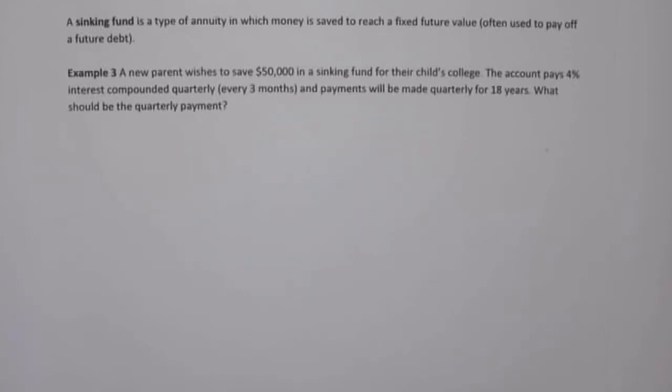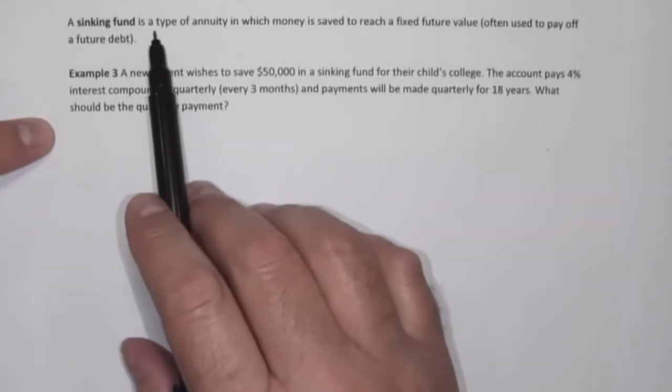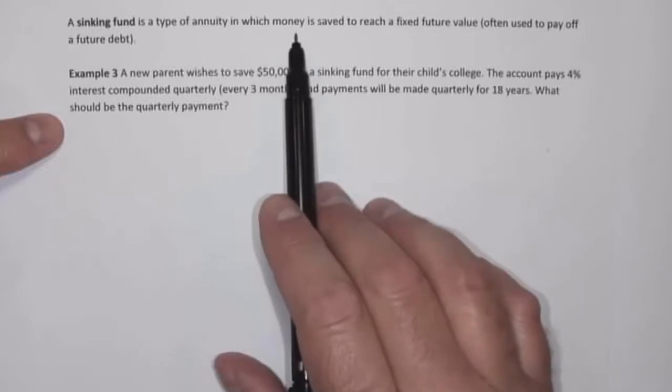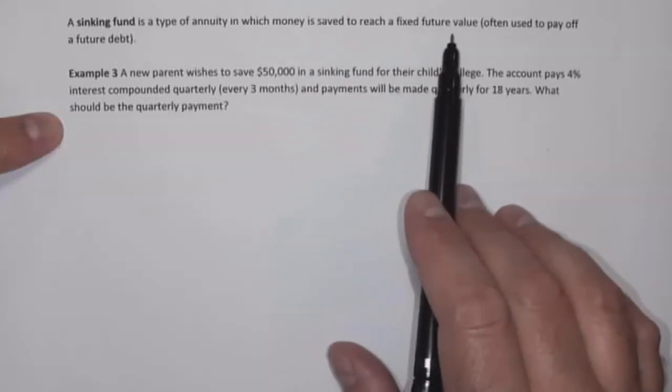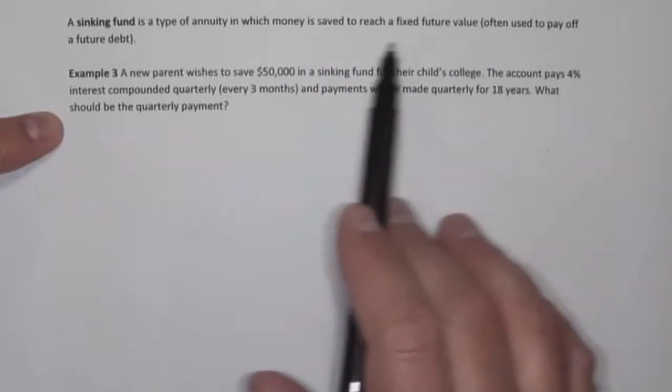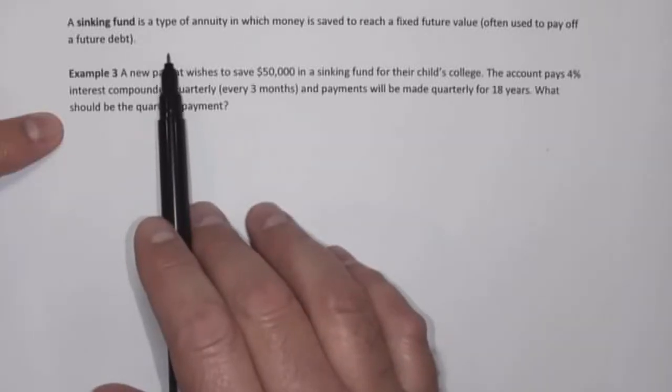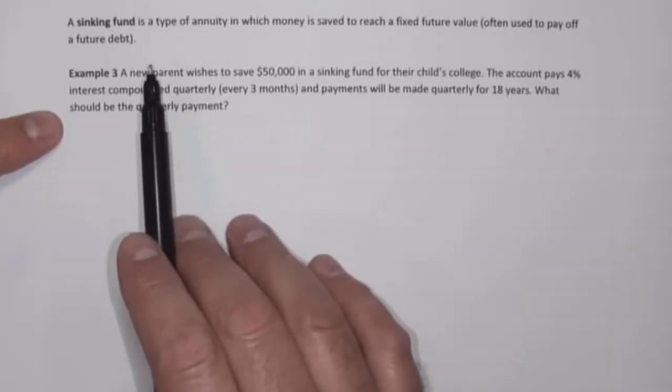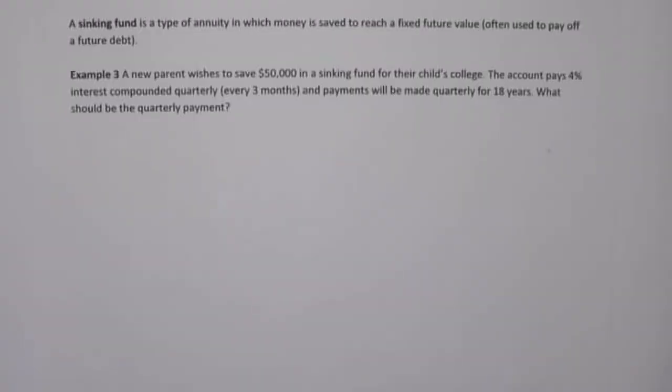So in this video, we're going to talk about sinking funds. So what is a sinking fund? Well, a sinking fund is a type of annuity in which money is saved to reach a fixed future value, often used to pay off a future debt. So let's take a look at an example of a sinking fund.